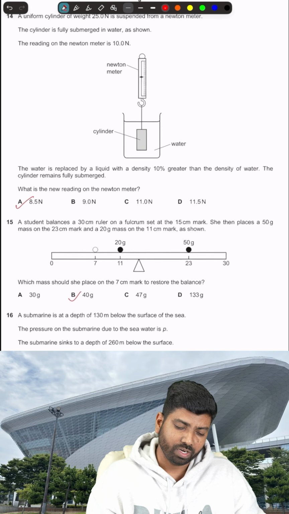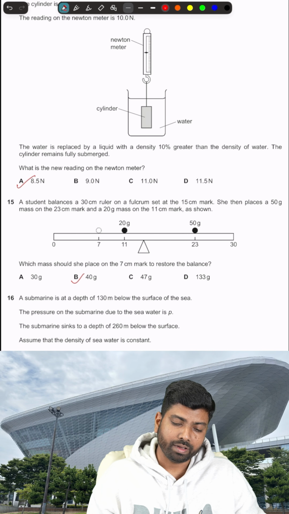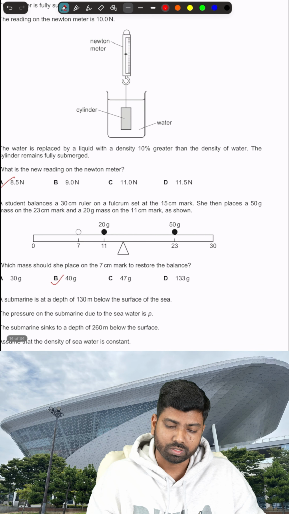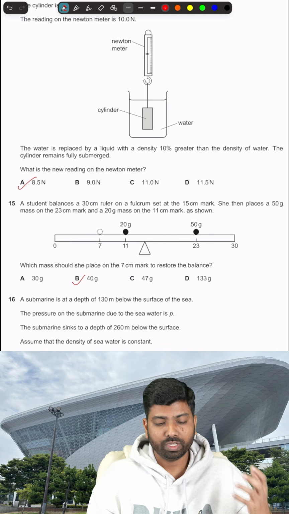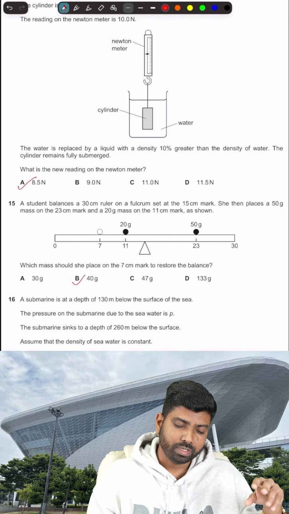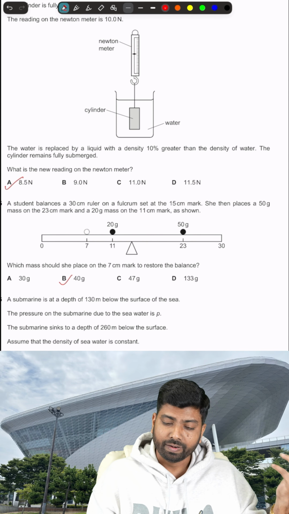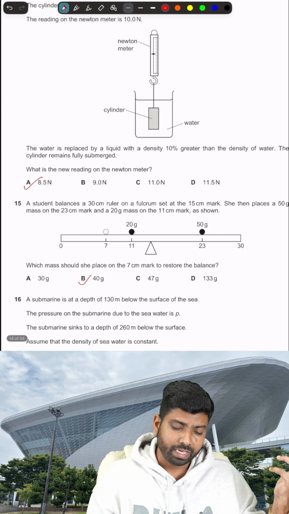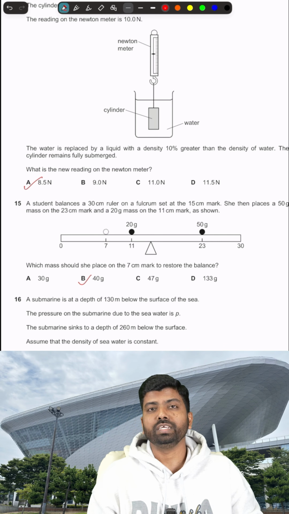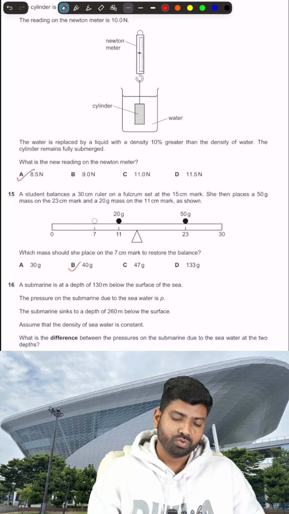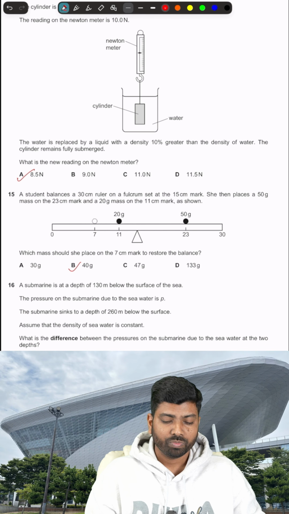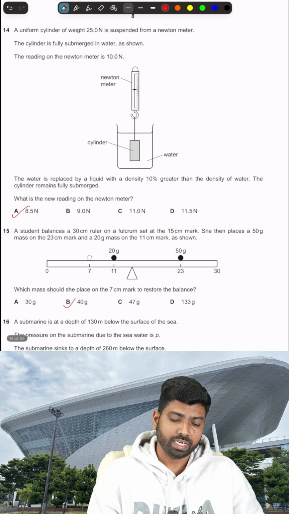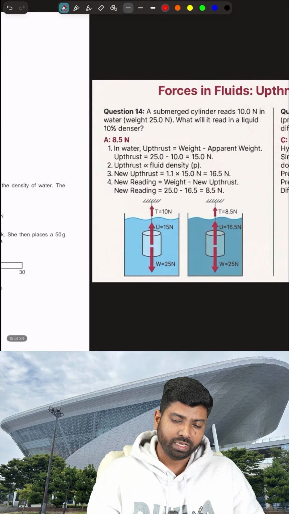Now let me see what we have to find out. The water is replaced by a liquid with a density 10% greater than the density of the water. So there is no water, only the liquid. Okay. The cylinder remains fully submerged. So what is the new reading on the Newton meter? Four options are there. So of course option B will be the right answer. So if you know the explanation, you can write it, or I'm moving to show my explanation here.